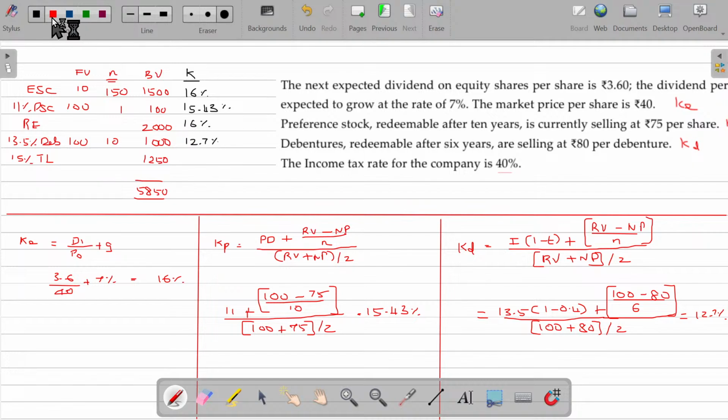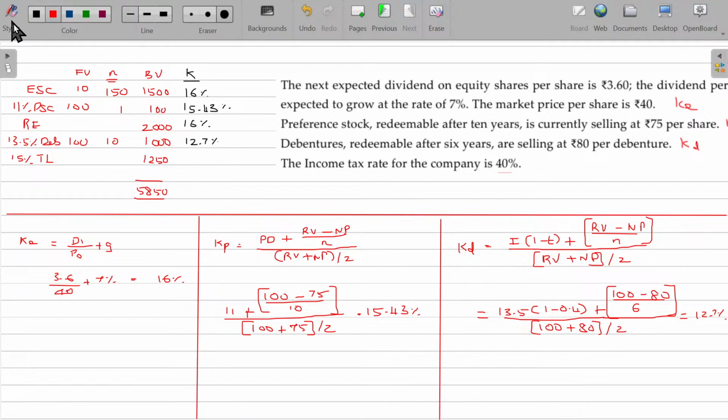In case of TL, cost of TL, irredeemable. In case of irredeemable, what happens here? Cost of term loan, interest rate multiplied with the 1 minus t. That's all. So 15 percentage into 1 minus 0.4, 9 percentage will be the value. 9 percentage will be the value. Clear?